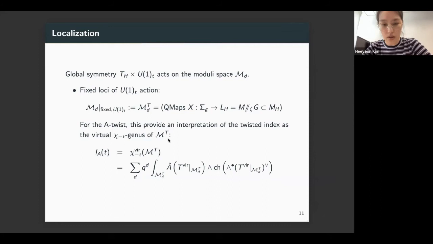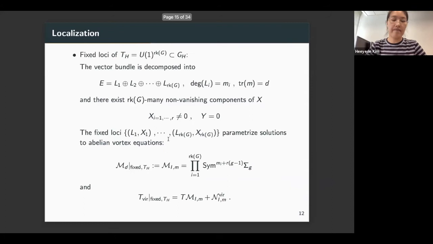fixed locus MT here. So for example, in the limit T goes to one, when MT is smooth, this reduces to the Euler characteristic of the moduli spaces. Okay. So what actually allows us to do the computation is a localization with respect to this symmetry TH, which is the maximal torus of the Higgs branch symmetry here.